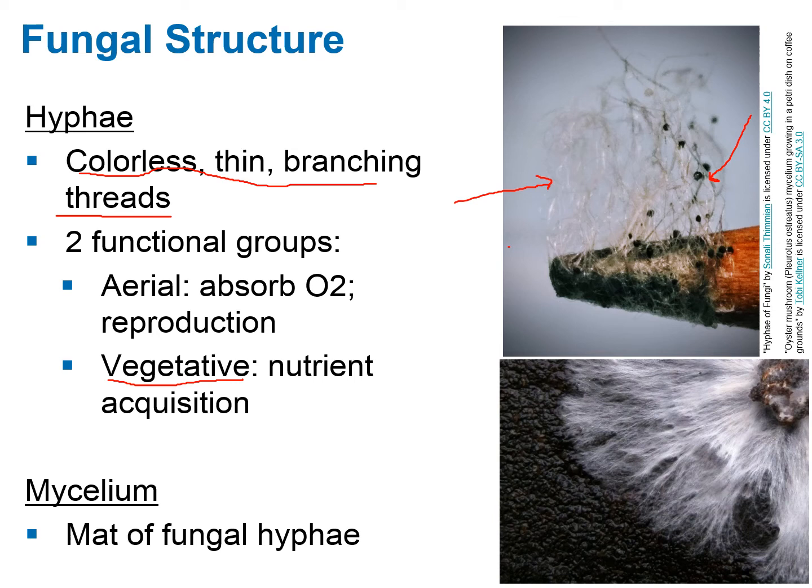Another type of hypha that a fungus will make is called an aerial hypha. Aerial hyphae stick up from a substrate and they have a couple of functions. They act like breathing tubes and absorb oxygen when it's present to support the metabolism in fungal cells. Other aerial hyphae contain reproductive structures that make spores.